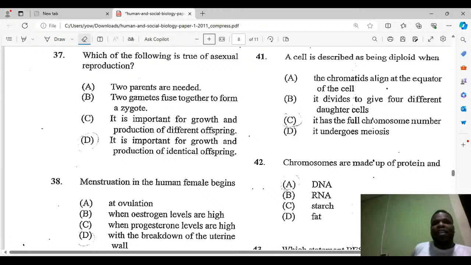Right? So it can't be C. And A and B have to do with sexual reproduction and meiosis. So the answer is D.